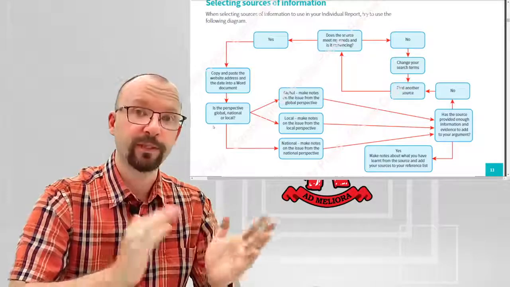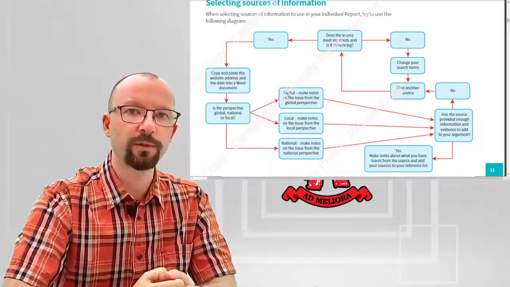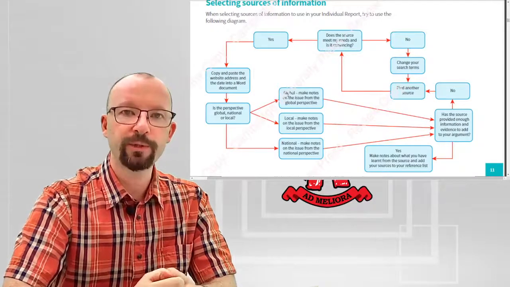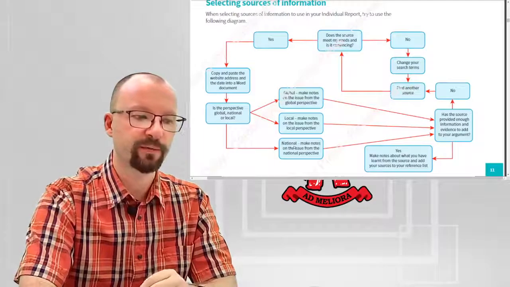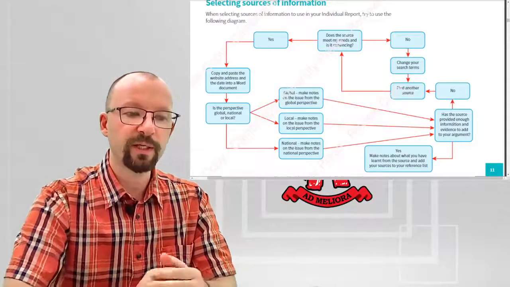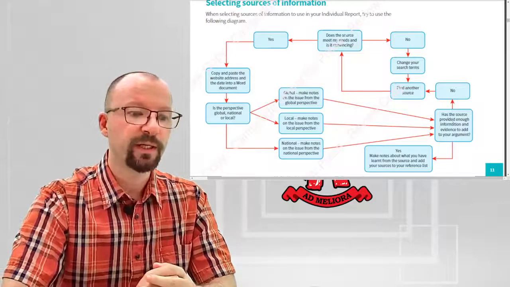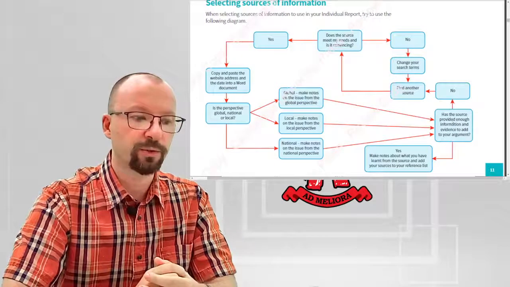And this we have been practicing in the previous section. If the perspective is global, then you make notes on the issue from the global perspective, and similarly for the local and the national perspective. Then you ask the question: has the source provided enough information and evidence to add to your argument? Does it solve your problem?